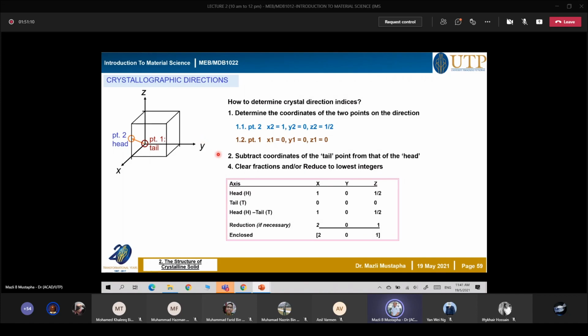Quite easy. Okay, and then what you need to do is head minus tail. 1 minus 0 is 1, 0 minus 0 is 0, half minus 0 is half. Because there is a half here, you need to multiply by 2 in order to eliminate this half. So 1 times 2 is 2, 0 times 2 is 0, half times 2 is 1. So your final answer is 2 0 1, and it should be in the square bracket.